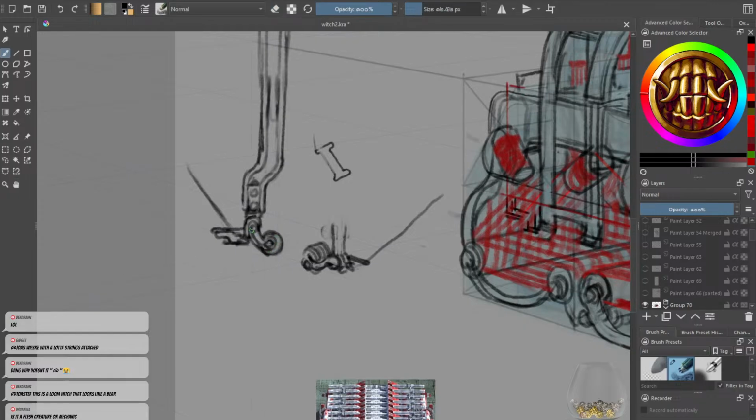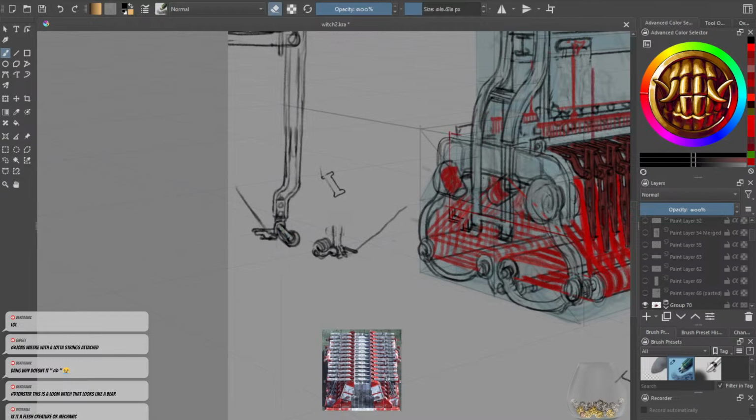It's the same reason why each of these components are curved like this. They can just be a straight line like this, but that's not interesting. I like them curved.